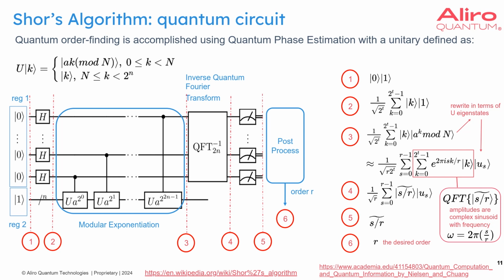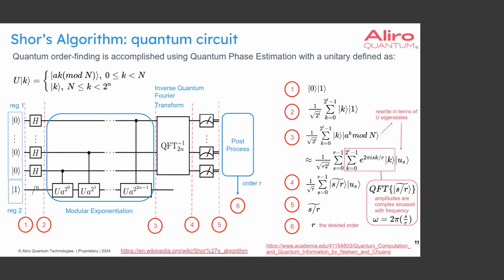And then after measuring this, this concludes the quantum part of the algorithm. Then there are some post-processing steps that can derive the order r from this other number that we measured. So this is Shor's algorithm, and it operates with order 1 success probability with order 1 operations. So very efficient.